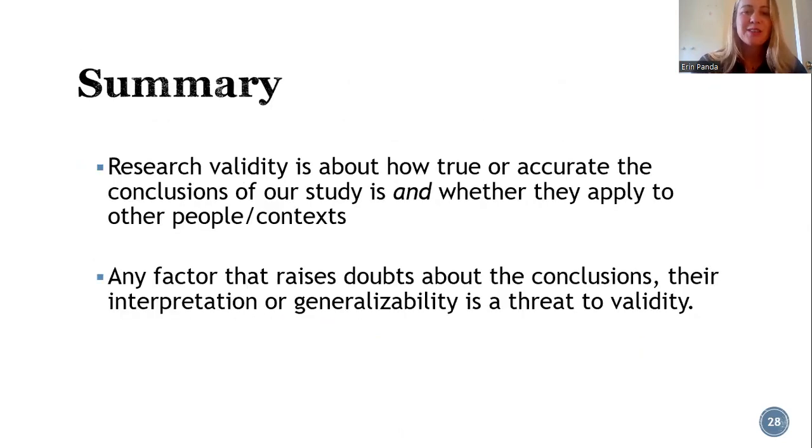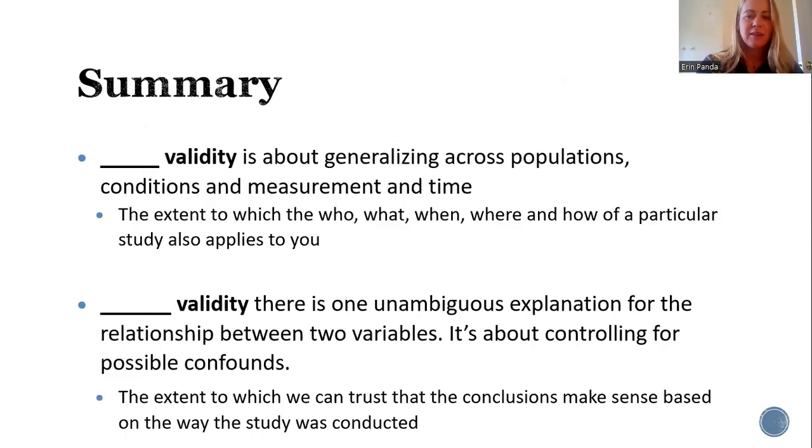So to summarize, research validity is about how true or accurate the conclusions of a study are, and also whether we can trust that they apply to other people and contexts. Any factor that raises doubt about the conclusions, or the way they've been interpreted, or the way we can generalize them is a threat to validity.